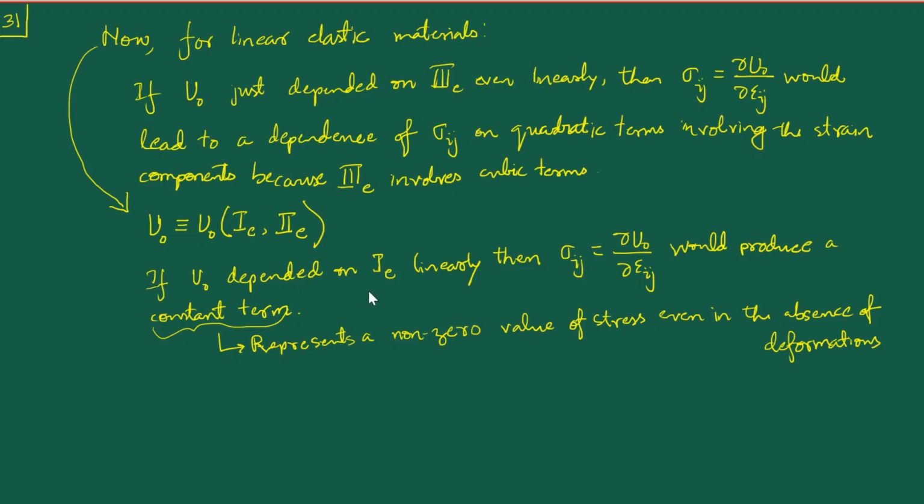because we have not yet talked about the dependence on I2E. We are only talking about how u naught depends on I1E, the first strain invariant. If it depends linearly on the first strain invariant, then it results in a constant term, and such a constant term represents a non-zero value of stress even in the absence of any deformations. Absence of deformations means epsilon ij is 0. Now, physically speaking, there may be certain situations where such a thing is very much possible, but that's not extremely common.